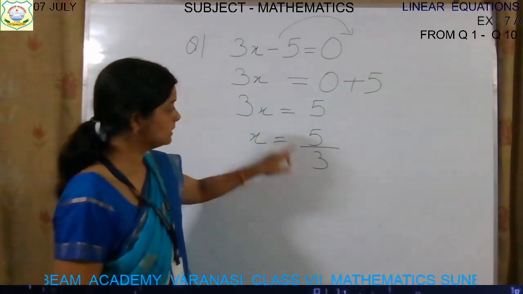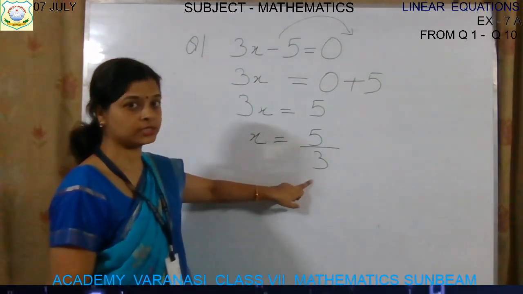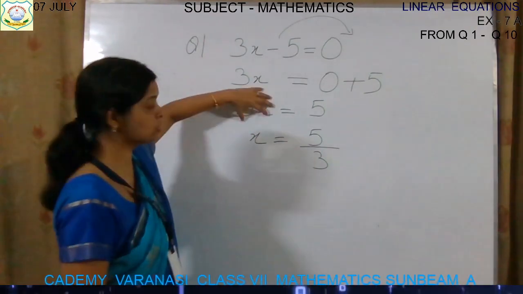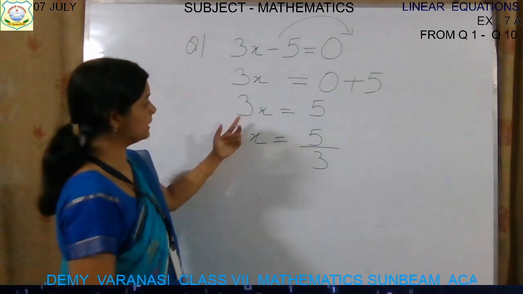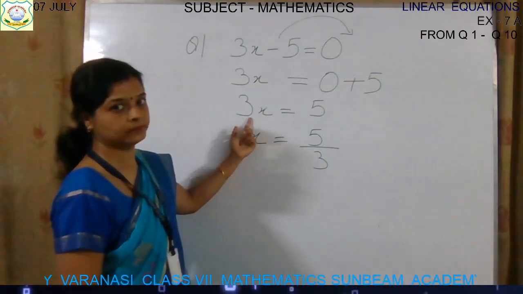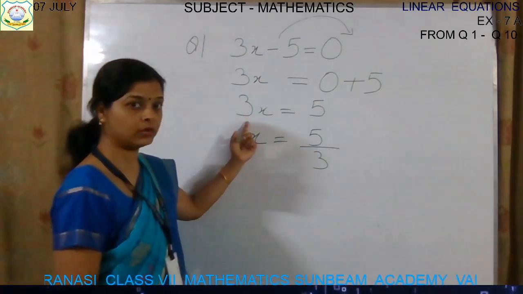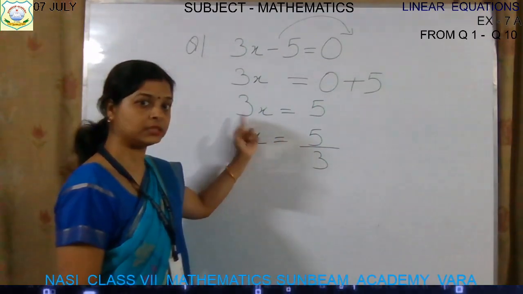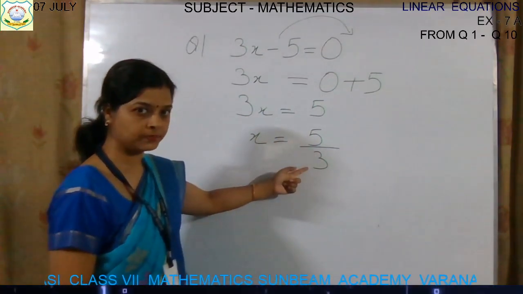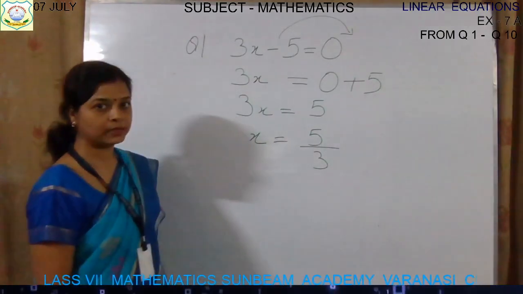Children, you can see this 3 is positive here and here also it is positive. Why? Because we are not shifting the whole term. We are transposing only a part of the term. This is the whole term and we are transposing only the 3 to the other side. That's why only the 3 will go. Its sign will not change. So the answer is x is equal to 5 by 3.